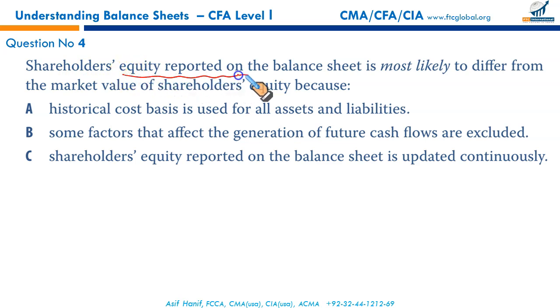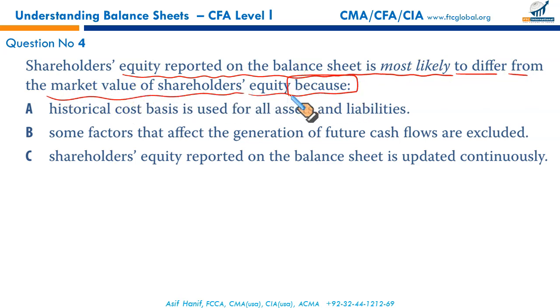Shareholders' equity reported on the balance sheet is most likely to differ from the market value of shareholders' equity because the equity value reported on the balance sheet will be different than the market value of the shareholder equity. What is the reason? A. Historical cost basis is used for all assets and liabilities. This is not true. No doubt in US GAAP, property, plant and equipment, most of it are measured at historical cost, but not all assets are reported at historical cost. Right? This is not true.